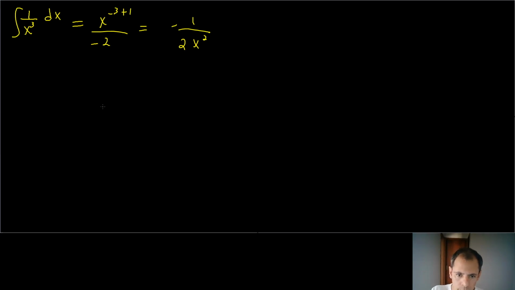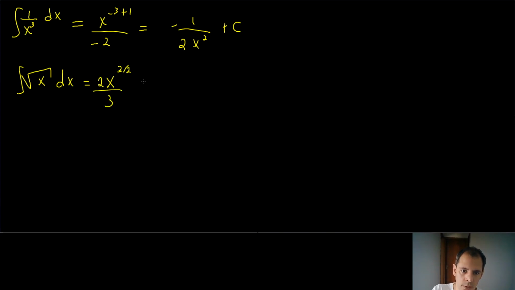Now, square root of x. You want to integrate that? Oh yeah, I forgot, plus c. Okay, there you go. So what is this? x to the 1/2. You want to increase it by 1, which makes it x to the 3/2, and you have to divide, so it's going to be 2/3 plus c.